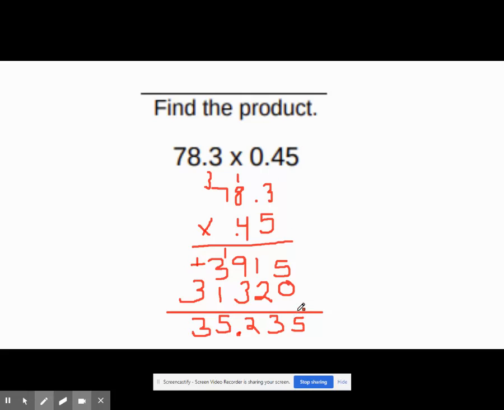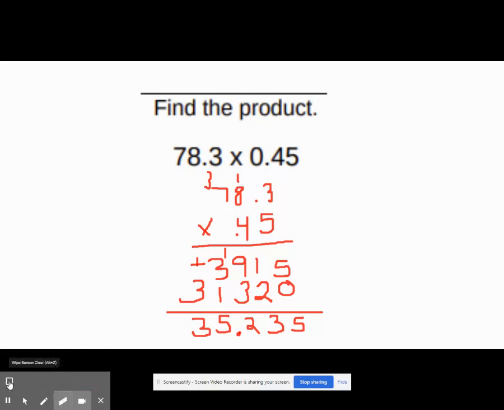Now, does this answer make sense? Well, yes, it does, because this number 45 hundredths is very close to 50 hundredths, which would be 1/2. So if I take 1/2 of something around 70, I should get something around 35, and that is my answer. 35 and 235 thousandths. That means this answer is reasonable, and that is actually the correct answer.